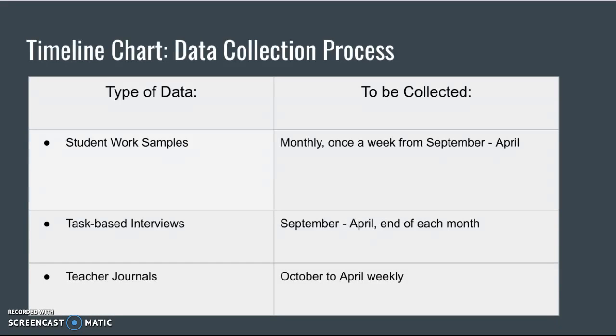Here is a timeline chart outlining the data collection process. For student work samples, they will be collected monthly, once a week, from September to April. For the task-based interviews, they will be conducted from September to April at the end of each month. And for the teacher journal, an entry will be provided from October to April once a week.